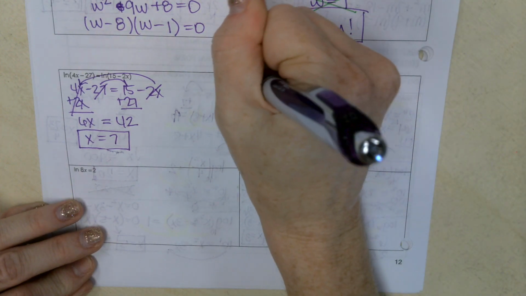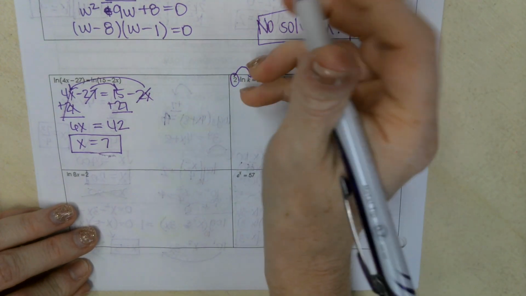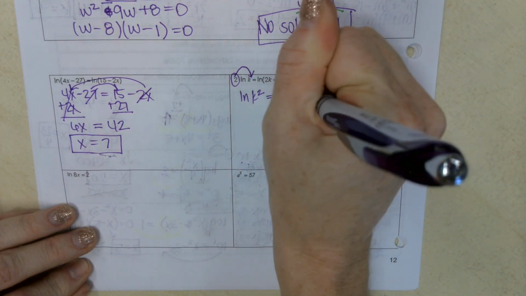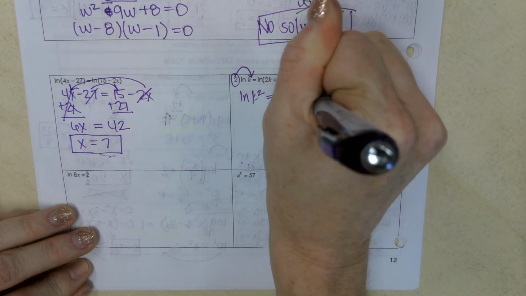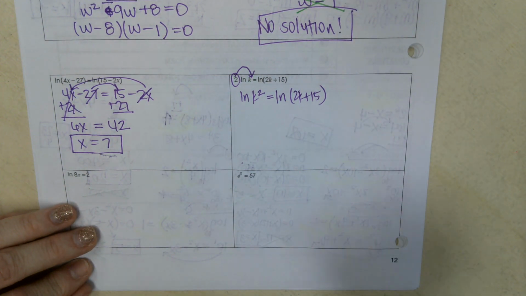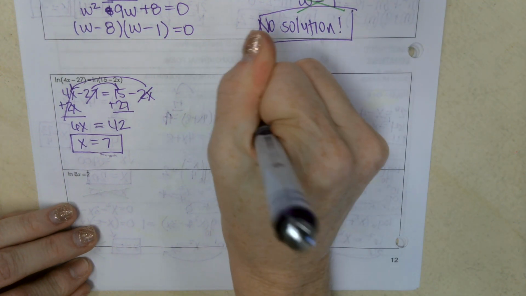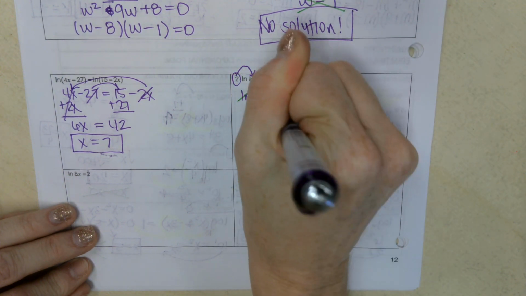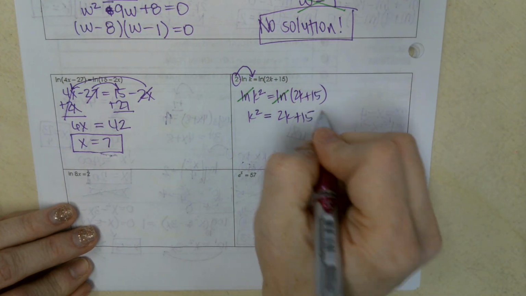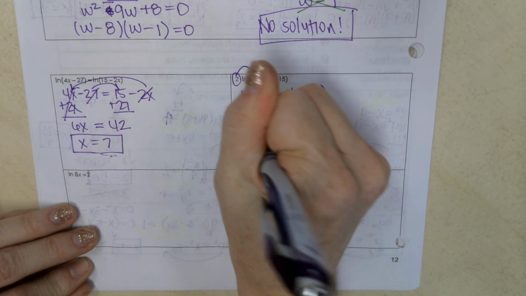Okay, this 2 becomes the exponent of this k. So I have the natural log of k squared is equal to the natural log of 2k plus 15. The natural logs on either side, I can pretty much just drop those. And I am working with k squared equals 2k plus 15. I'm working with a quadratic, so I want one side set equal to 0.